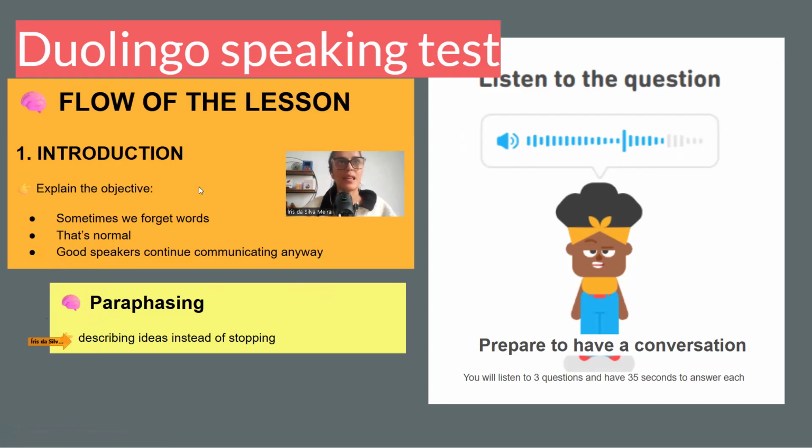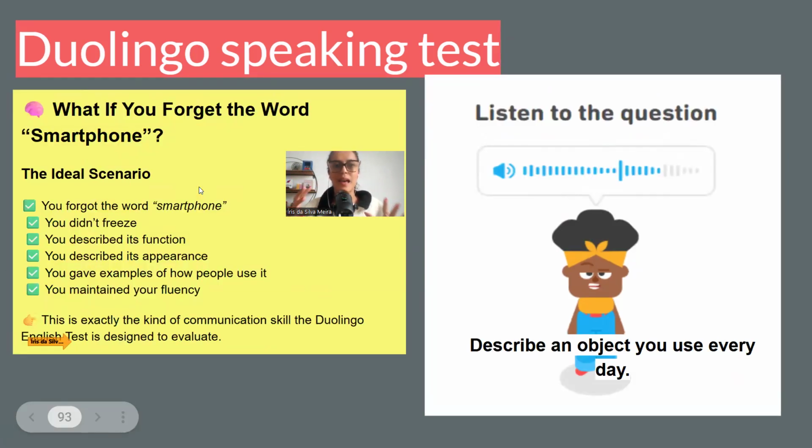So let's say that the Duolingo test is our scenario here. Let's say that you are taking part in the Duolingo test and listen to the question in the interactive listening part, and you listen to the following question that you are supposed to answer. Describe an object you use every day.